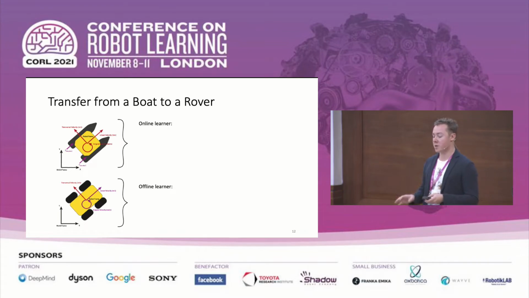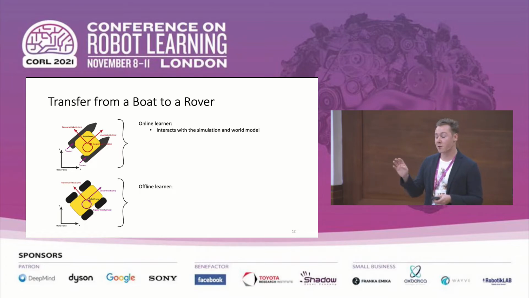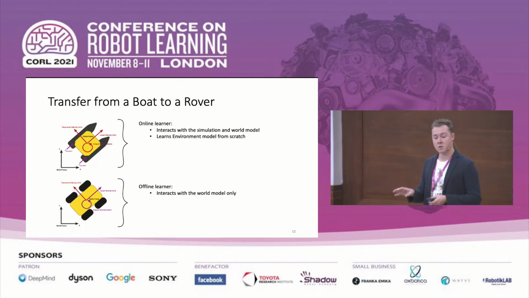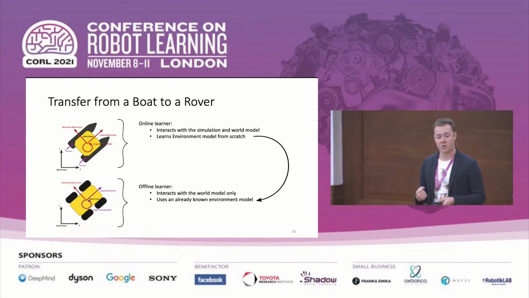And so the way that would work out is we have an online learner, which is using the simulation, and an offline learner. The online learner interacts with the simulation plus its world model, whereas the offline learner only interacts with the world model. Then, using the boat, we learn the environment model from scratch. So as the boat learns, we build a better and better environment model. And we use it and we give it to our rover.